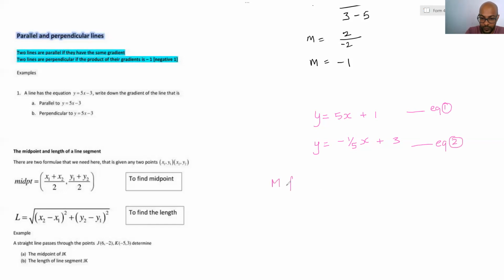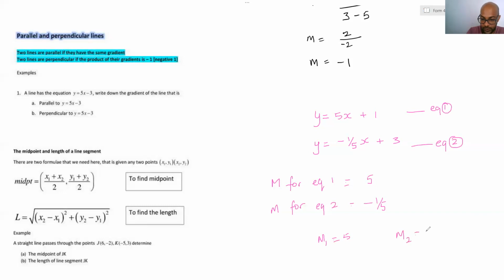Gradient for equation 1 is 5, and the gradient for equation 2 is -1/5. Right? So we could say M1 is equal to 5 as the gradient for equation 1.